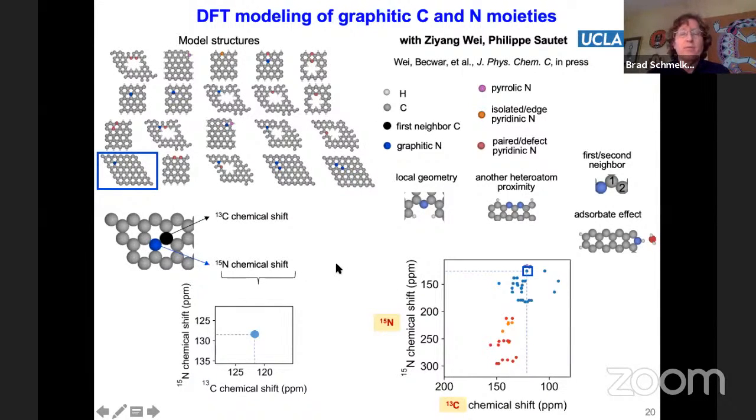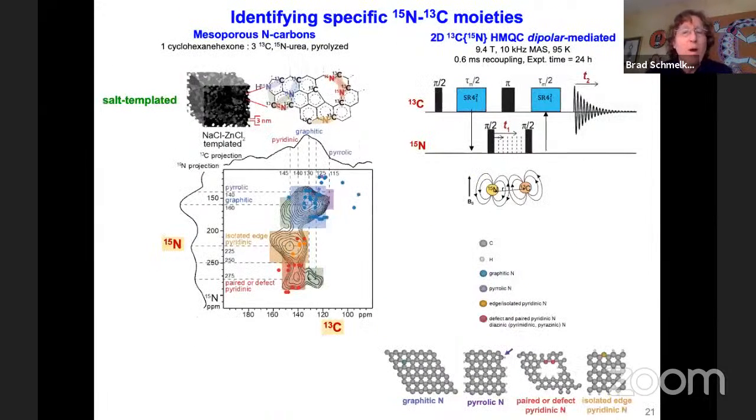And what Ziyang is able to do, you can now take this nitrogen-15, carbon-13 type spectrum and put a point where each of these structures would have its calculated shielding. So what you see up here are these regions corresponding to these different types of graphitic nitrogen with different local geometries, different heteroatom proximities, and different next nearest neighbors. And there's clusters of them: pyridinic, isolated pyridinic, pyrazinic, isolated pyridinic, and graphitic. Now, if we overlay this lower one right with our spectrum, this is what we get.